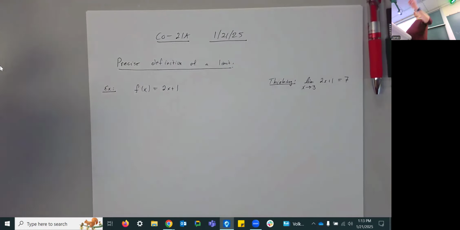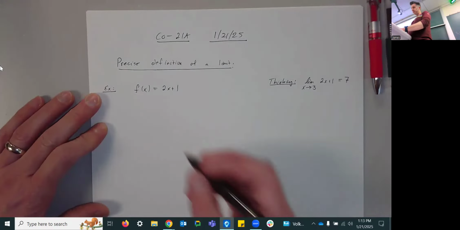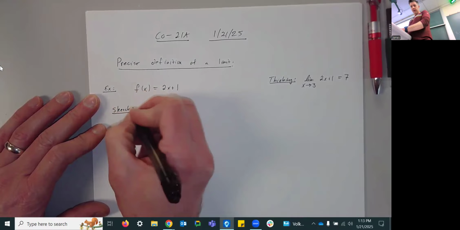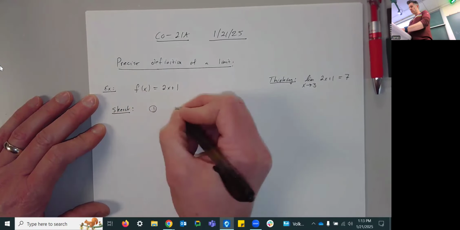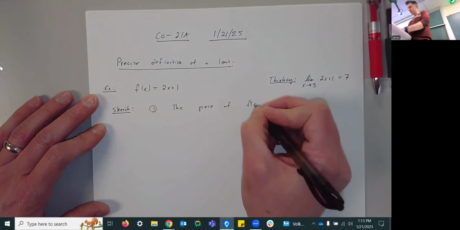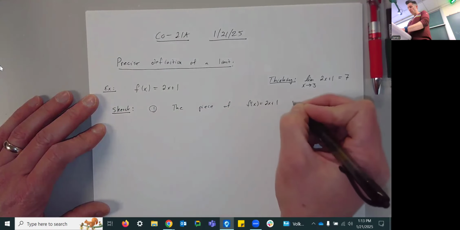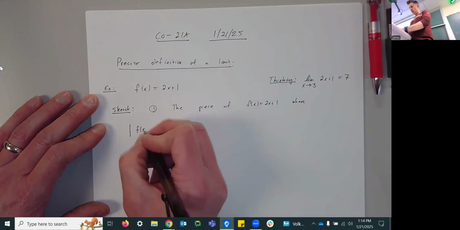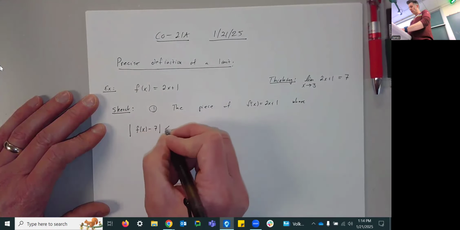But if you're actually trying to, quote unquote, prove that the limit is equal to what it's equal to, there's more to it than just saying it's 7. So we're going to walk through some of the idea pieces first, and then we'll build up to how to write this quote unquote proof. So we're going to draw or sketch the following two things. One, the piece or portion of this function where the difference between the function and the limit is small.